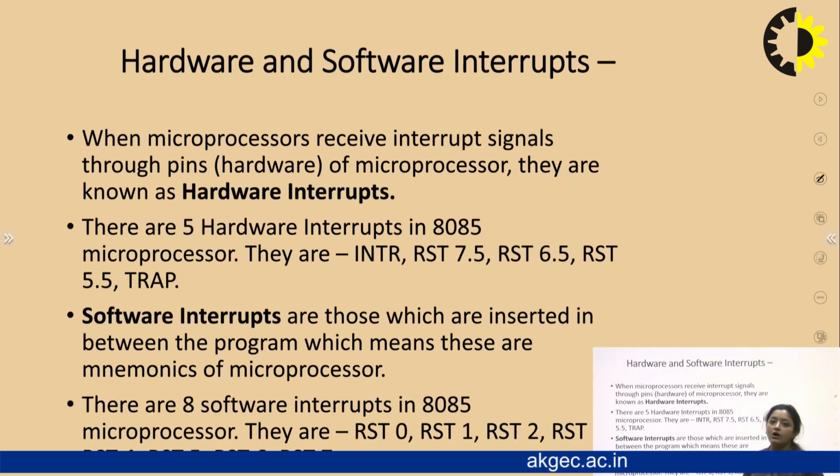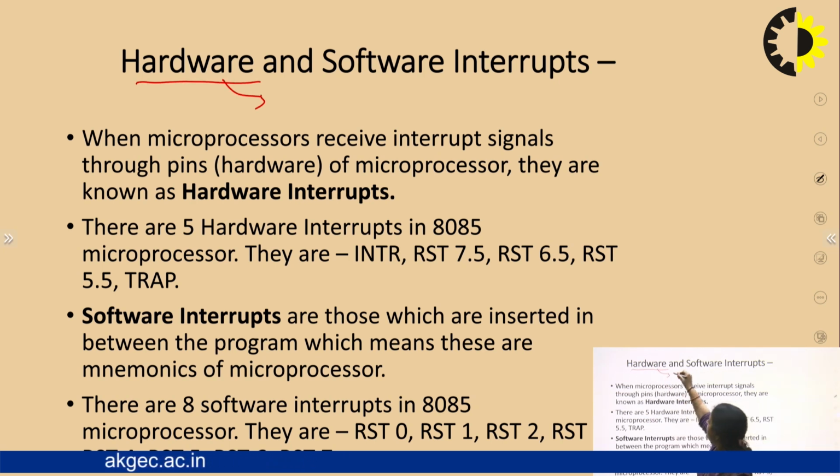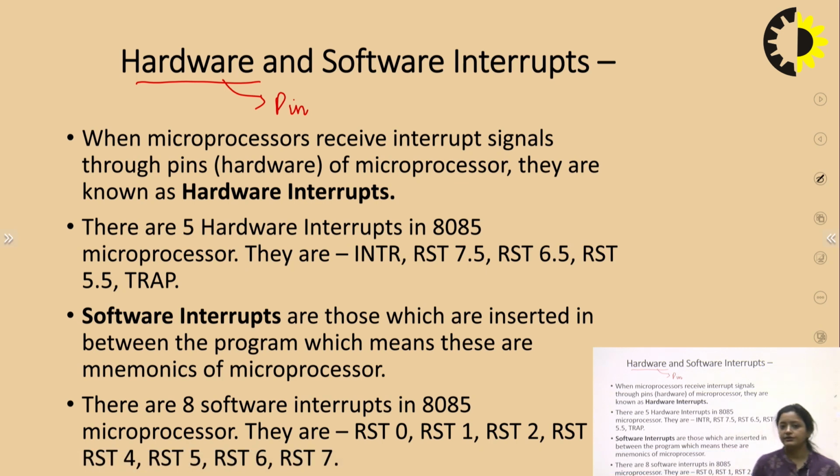So broadly, we classify our interrupts in two categories: hardware interrupts and software interrupts. Hardware interrupts are those which can be applied with the help of some pin on the pin diagram of 8085. You all know that the pin diagram of 8085 has 40 pins, and out of these 40 pins, we have 5 different interrupts. These are the hardware interrupts.